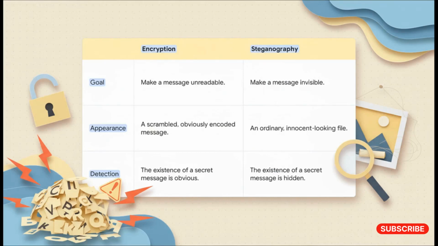And this is really the key difference. With encryption, your whole goal is to make a message unreadable. What you get is a bunch of gibberish. It basically screams, hey, I'm a secret message. But with steganography, the goal is totally different. It's to make the message invisible. Its very existence is hidden inside a file that looks perfectly normal. So one hides the content, but the other hides the fact that you're communicating at all.